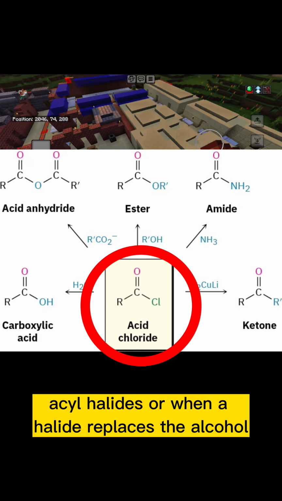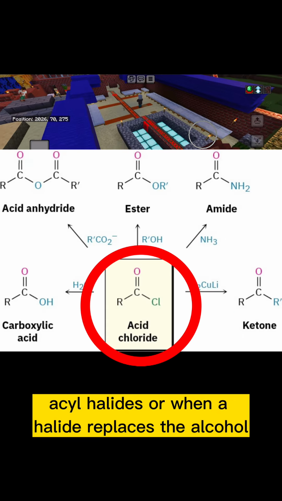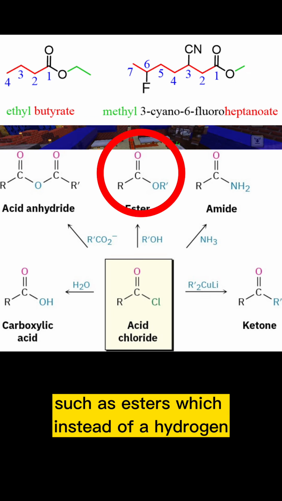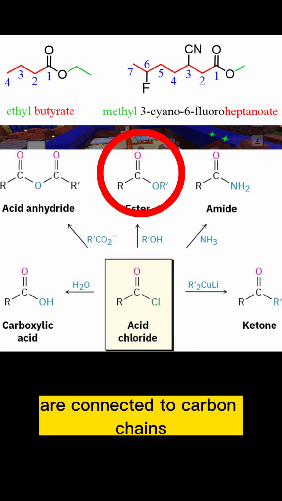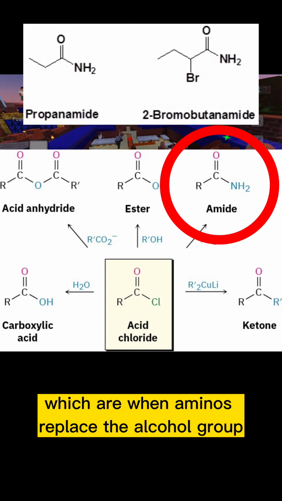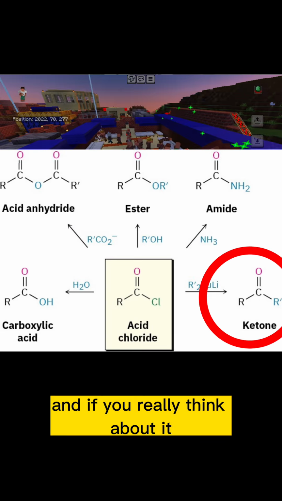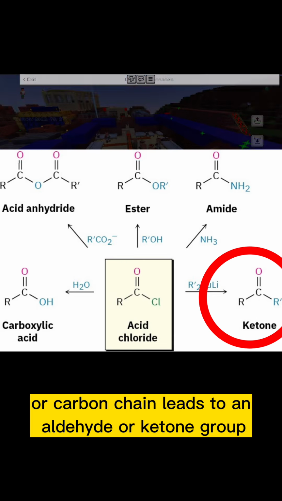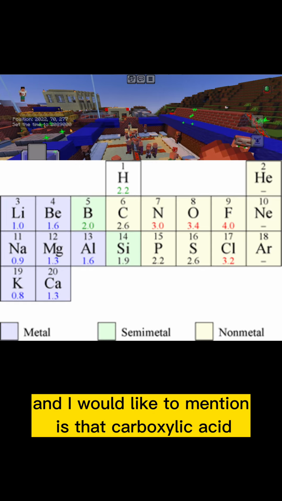For example, acyl halides, or when a halide replaces the alcohol, this allows for an easy transfer into other groups such as esters, which instead of a hydrogen are connected to carbon chains. There are also acid anhydrides, which are a result of dehydration synthesis. There are also amides, which are when aminos replace the alcohol group. And if you really think about it, replacing the alcohol group with a hydrogen or carbon chain leads to an aldehyde or ketone group.